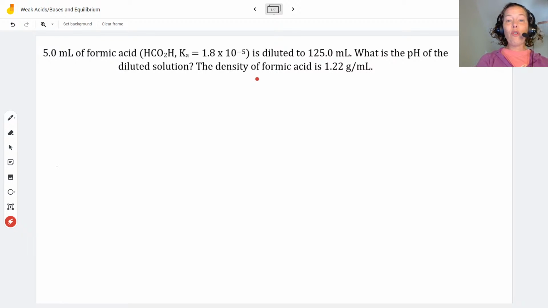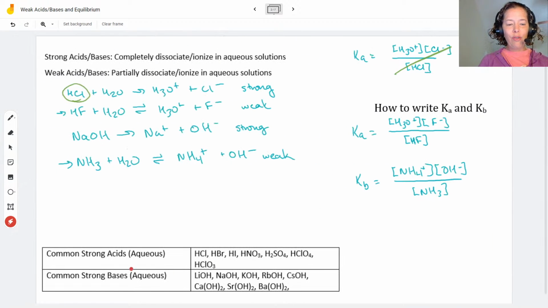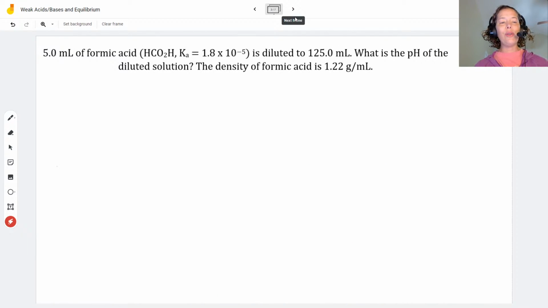The other thing is formic acid. If I pop back, formic acid is not in my common strong acids here. So there are two different ways to figure out that formic acid is going to be a weak acid. Because it's a weak acid in aqueous solution, the first thing I want to do is write my chemical equation. I want to see what is going on with this formic acid.